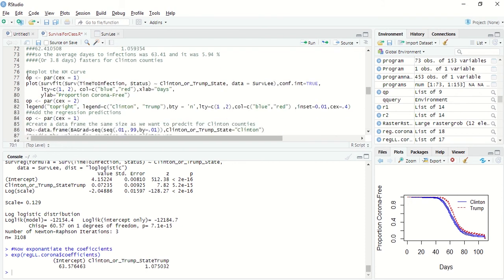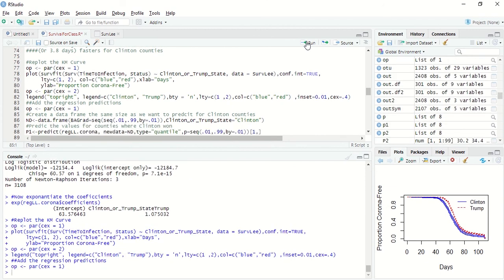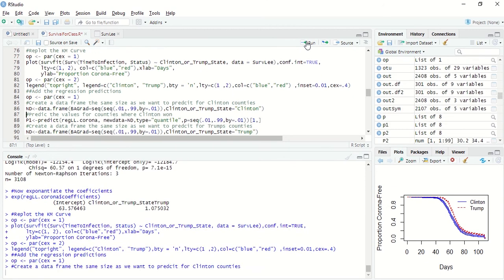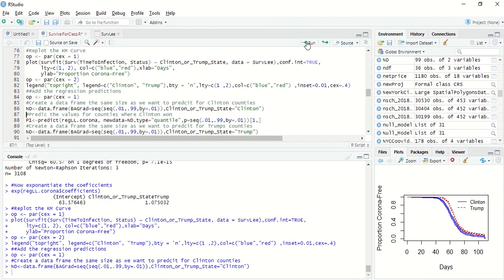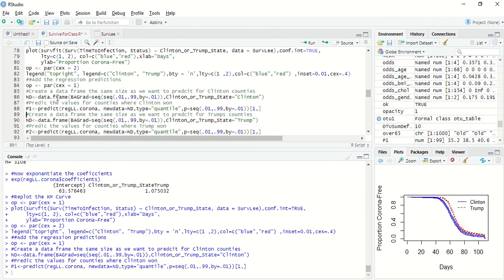All right, we can plot that again. We'll replot the Kaplan-Meier curve to have something to plot on top of it. It's just the same thing, and we're going to create ND for new data, not for no data, and then we're going to predict. And what we do here, we just created a data frame with BA grad and Trump or Clinton equals Clinton. I was playing with using BA grad and doing a multivariate equation. I decided not to do that. Probably should pull it out, but just to let you know, you can put more than one in there.